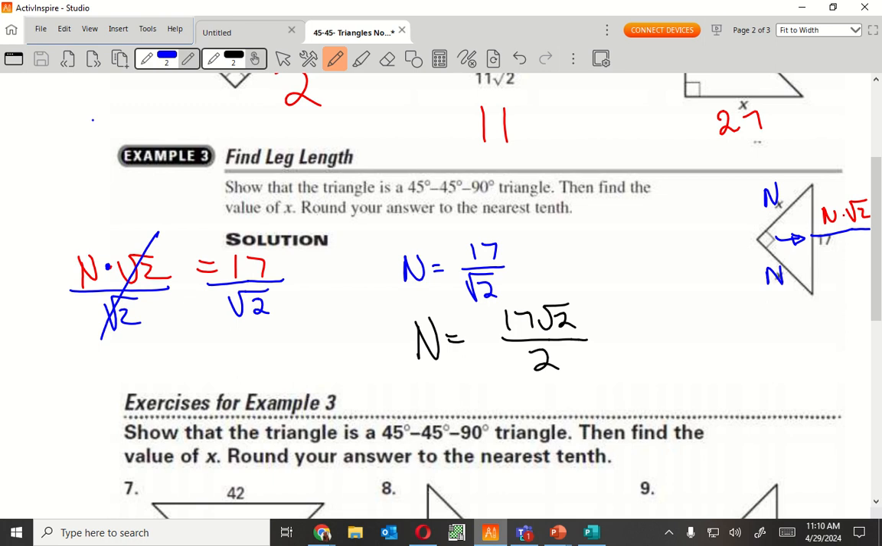Does that make sense? Okay, so the one step I'm asking you guys to do is set that side equal to whatever your hypotenuse is and solve for n.